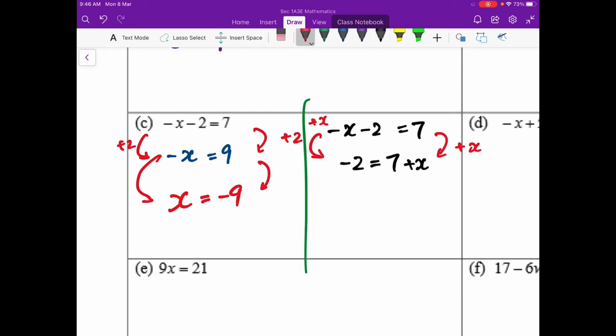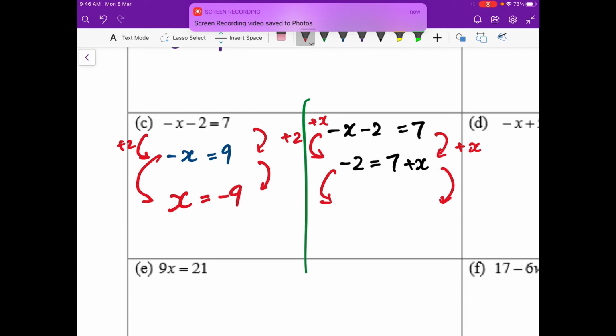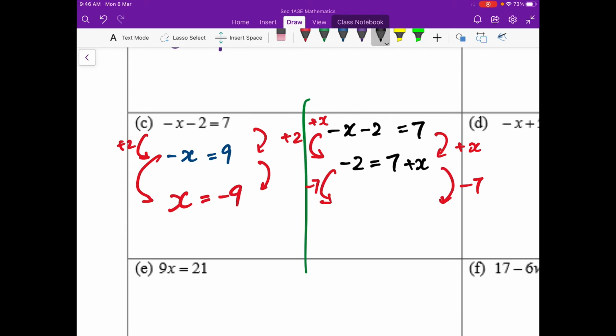And then logically the next step would therefore be, I want to remove the positive 7 by subtracting 7 on both sides. So I now end up with negative 2 minus 7, which is negative 9, equals to positive x. Then I just switch the position over. Because if negative 9 is equal to x, I'm sure x is equals to negative 9. Right? So this is building on what Jiaxi said. Was this what you had in mind?